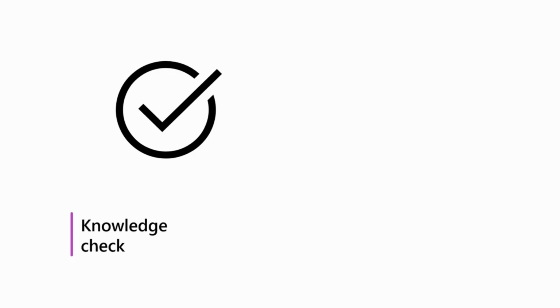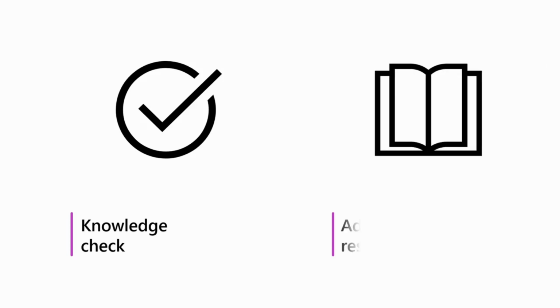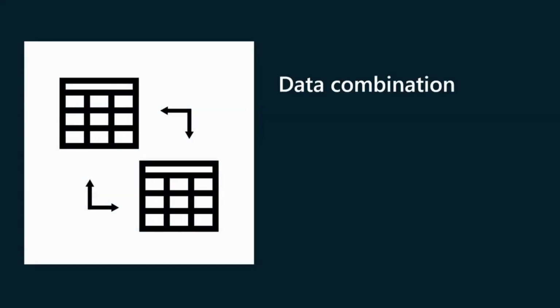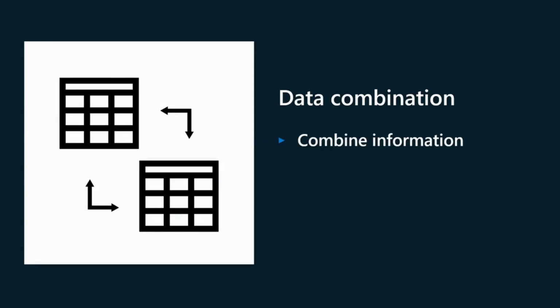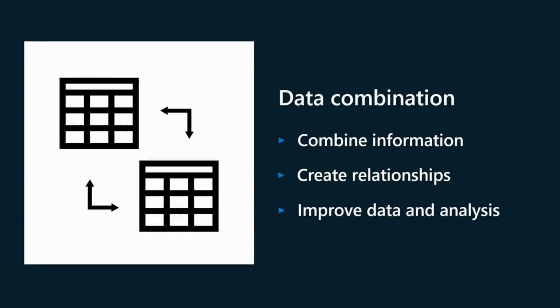In this item, you proved your understanding of the concepts you encountered by answering a series of questions. Finally, you explored a list of additional resources designed to help you improve your knowledge of the topics that you covered this week. In the second week of this module, you explored advanced data transformation methods in Power BI. You began this week by learning about the importance of data combination: combine information, create relationships between tables, improve data and analysis, and simplify data management.